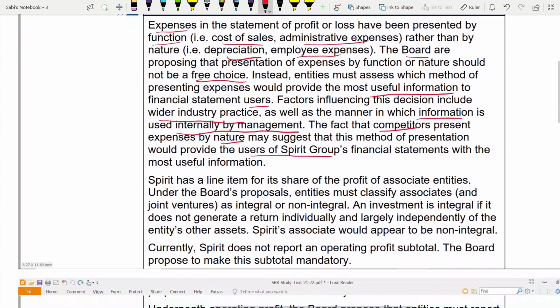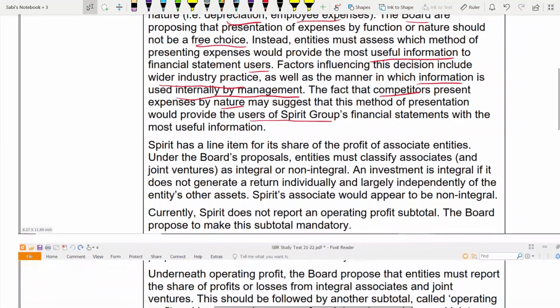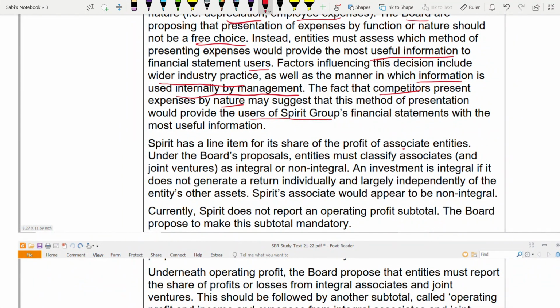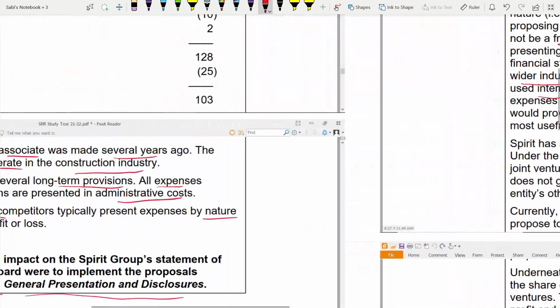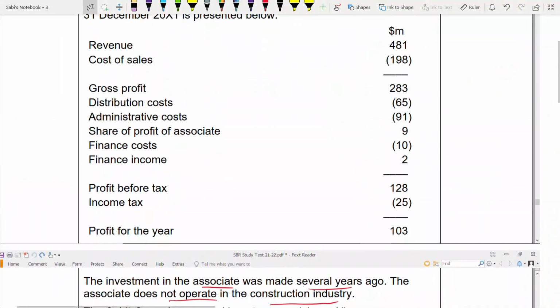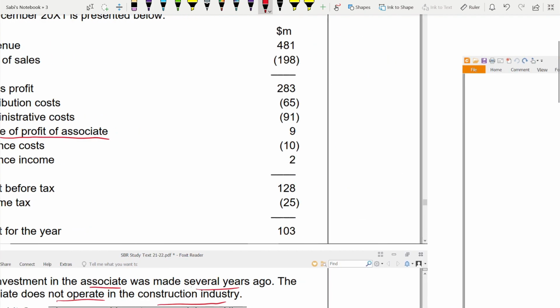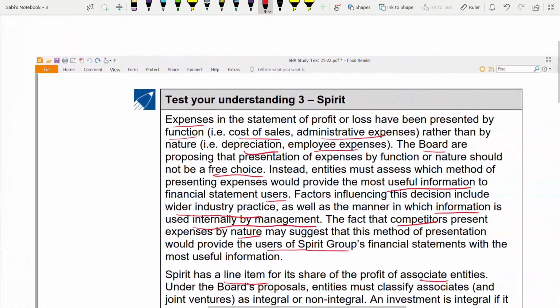So now we are moving towards the associate part. The second paragraph only talks about associate. So they have a line item. Line item wants one single line. If you see in your requirement, just see one line only. One separate line is there for share of profit of associate. They didn't write it under anything else, they didn't break it down.